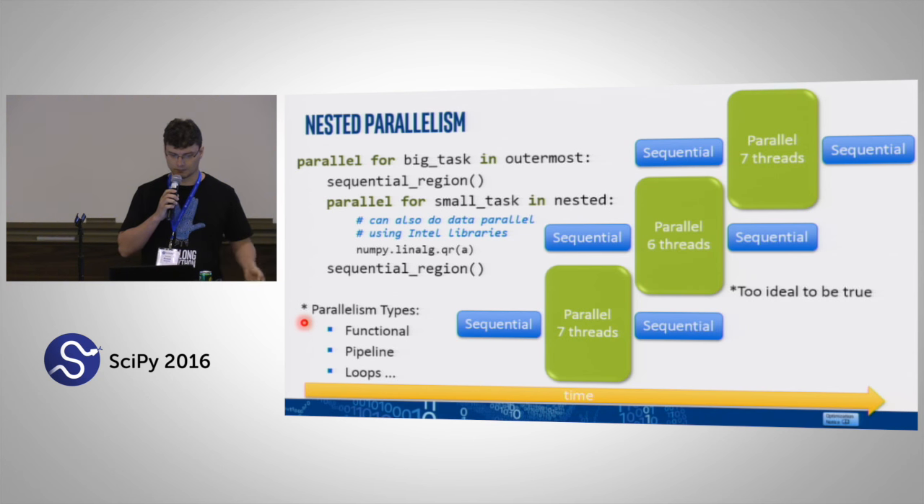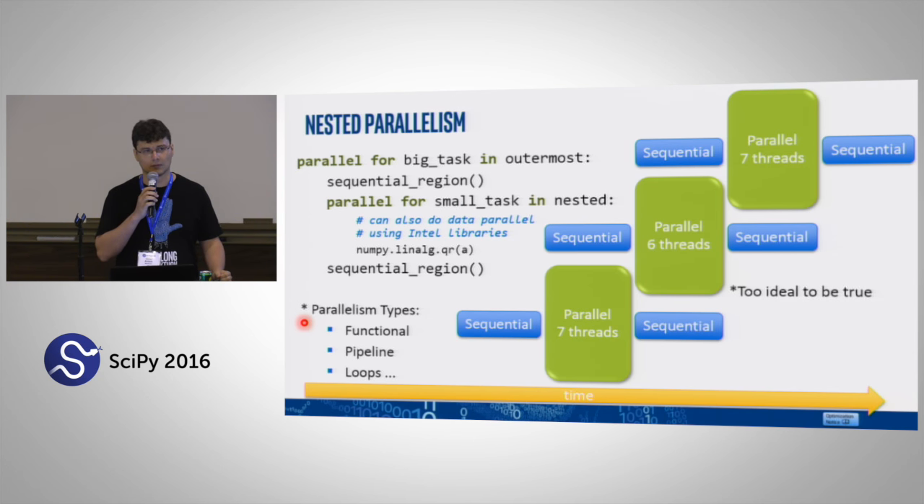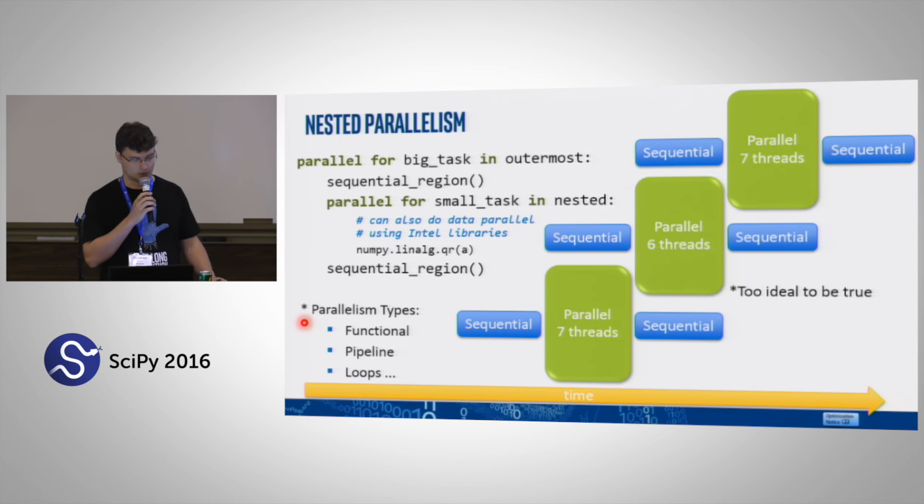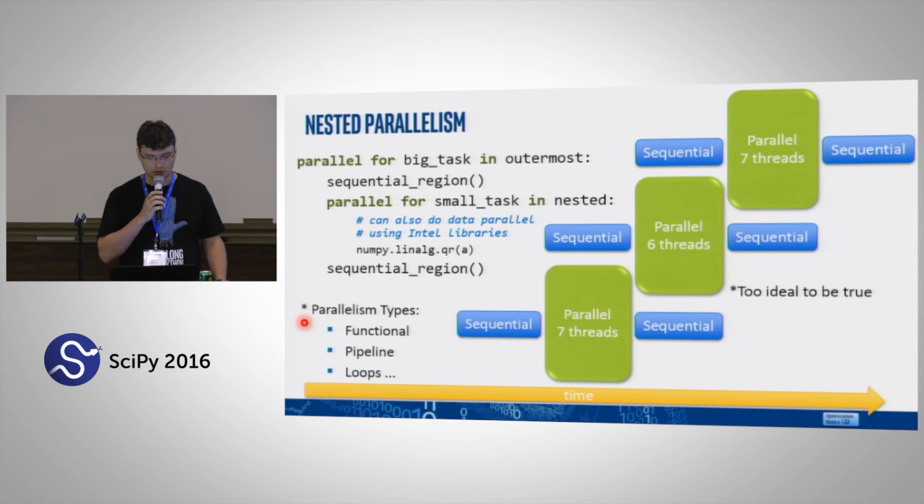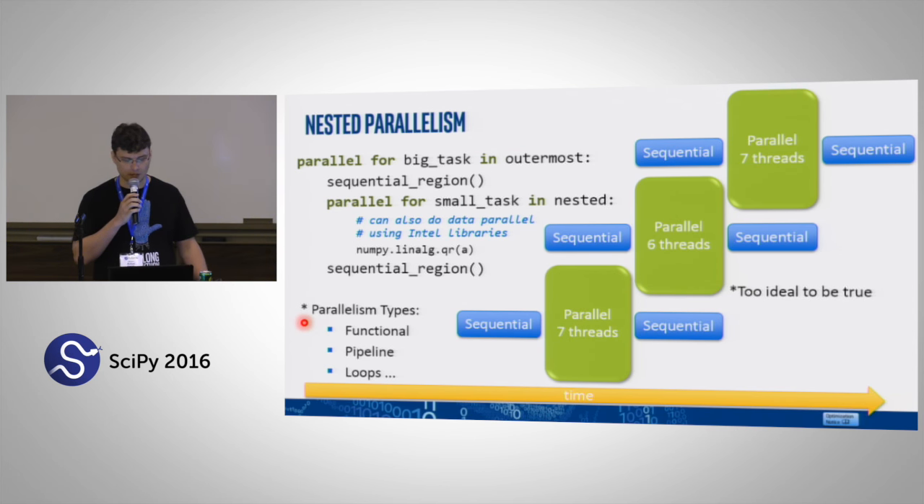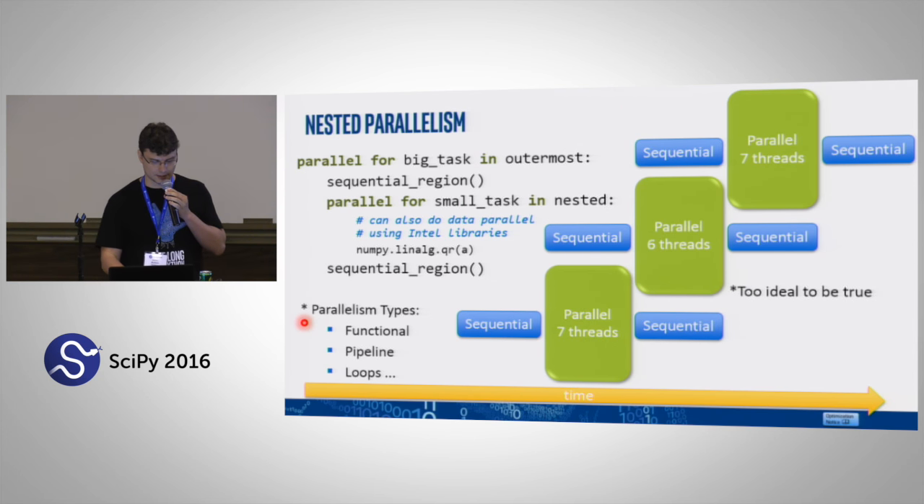And real-life applications are not always able to use an outermost loop, because not all applications are based on this. But there are other types of parallelism for your service. For example, functional parallelism, pipeline. But the issue with them is that their scalability is limited. Functional, for example, can only scale to as many functions as you have. And pipeline has the same issue. DAGs.